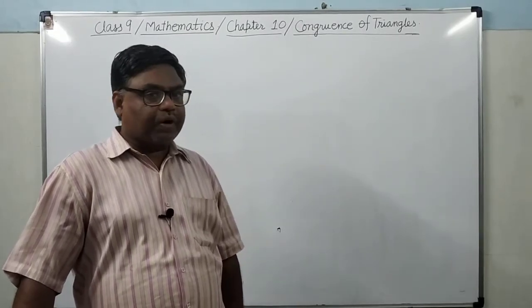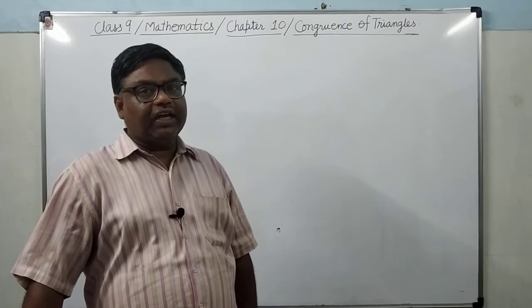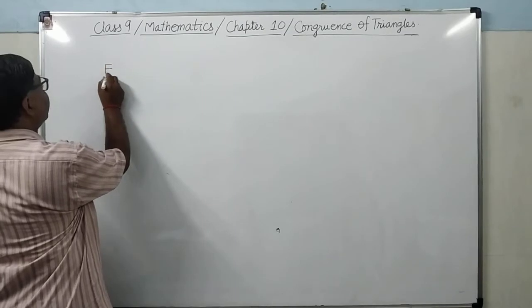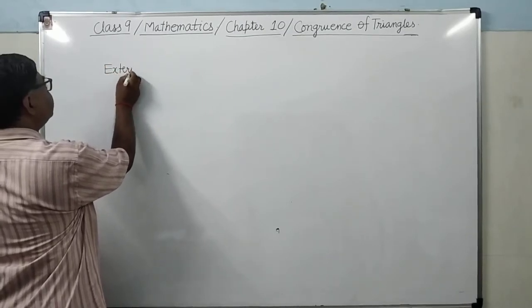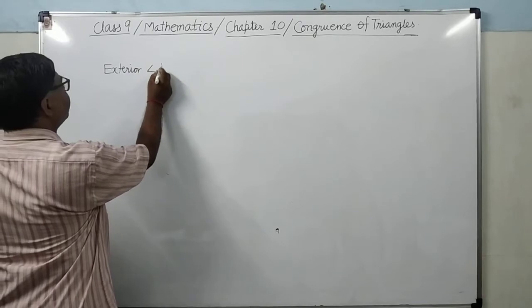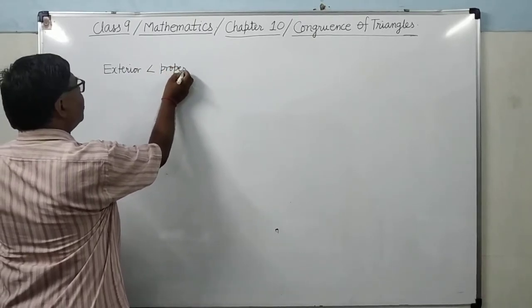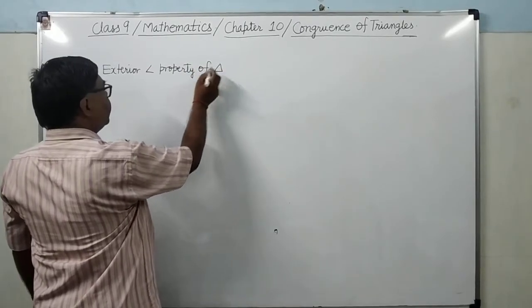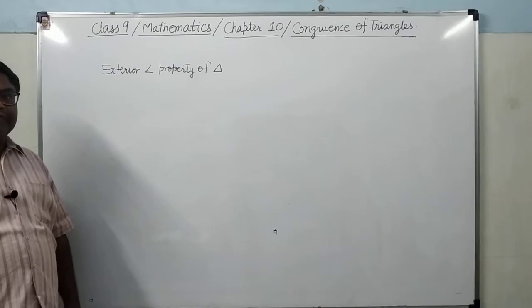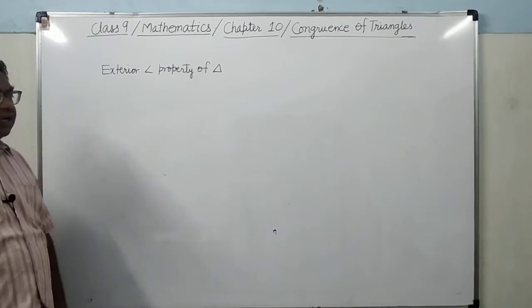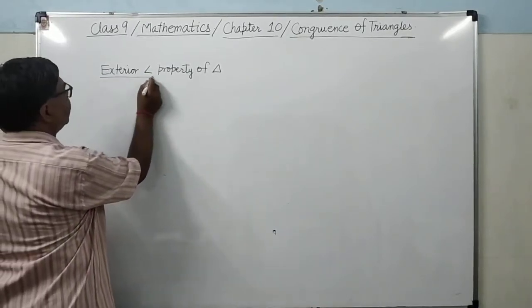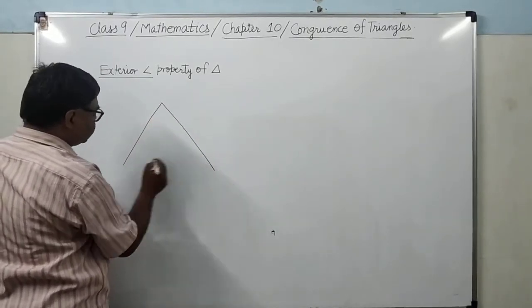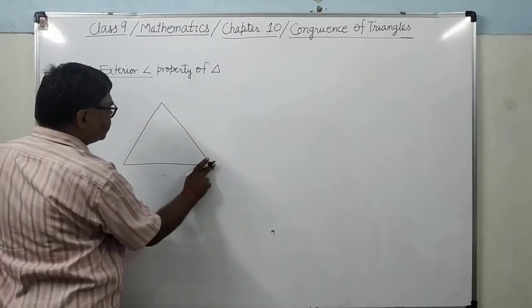Now there is one more property, which is the exterior angle property of a triangle. Now what do you mean by exterior angle? The exterior angle of a triangle is the angle between one side and the produced part of the other side. Exterior angle means the angle between one side and the produced part of the other side. That angle is called the exterior angle.